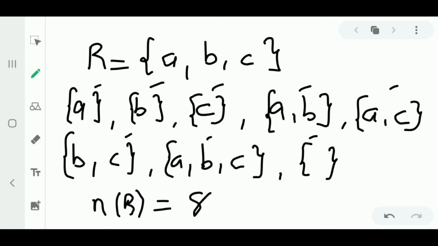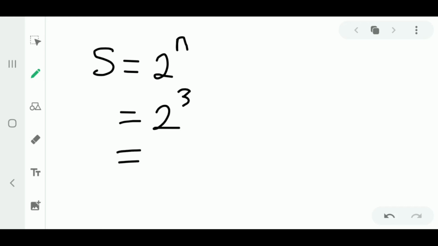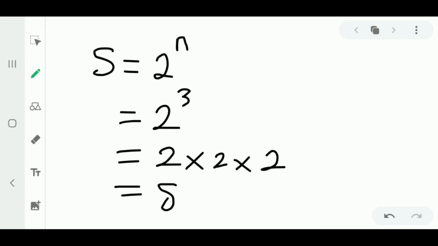However, what if we had a lot of elements in the set? We wouldn't want to sit and be doing these combinations. So what we usually do is use a formula. The number of subsets is equal to 2 raised to the nth power, and n is the number of elements in the set. A while ago we had 3 elements in the set, so all we needed to do was say 2 to the 3, which is 2 times 2 times 2, which is equal to 8.